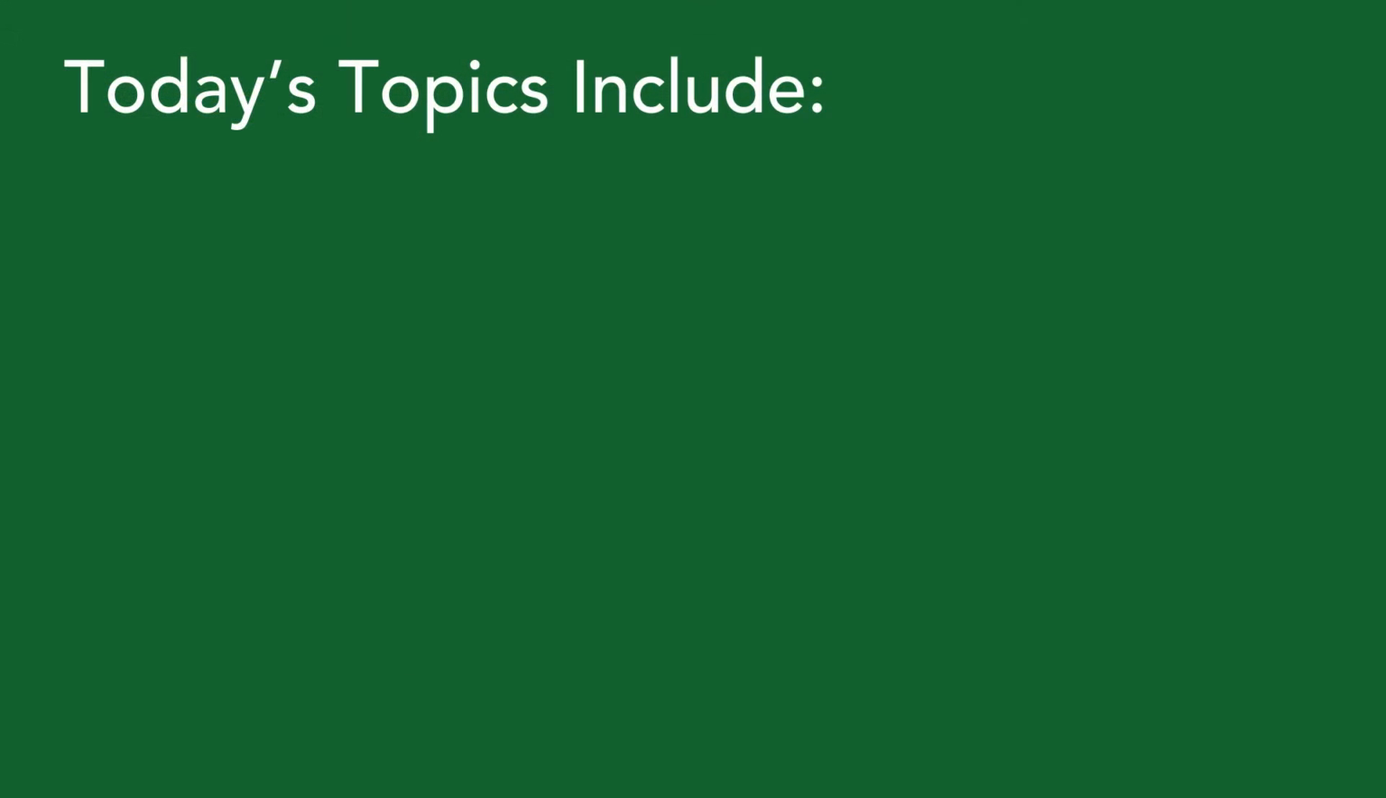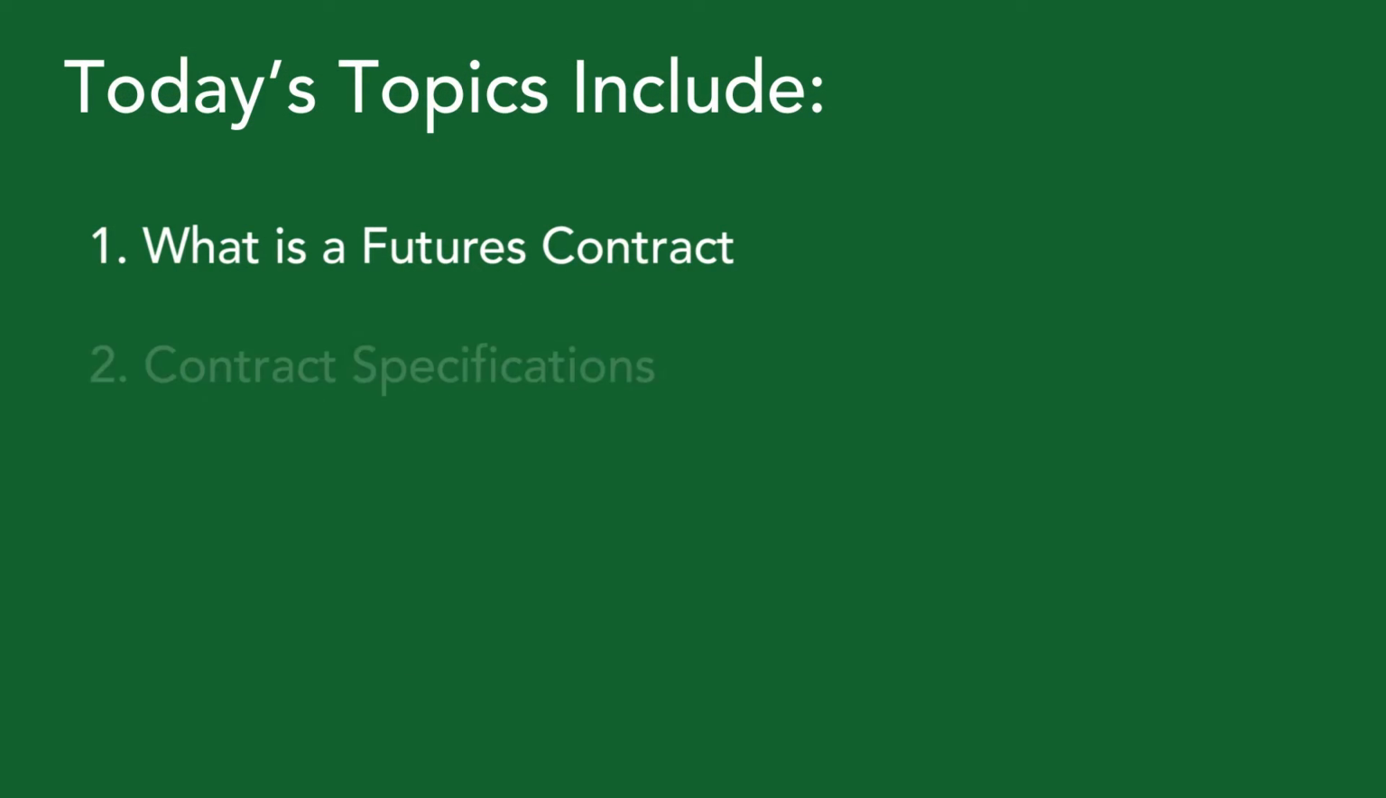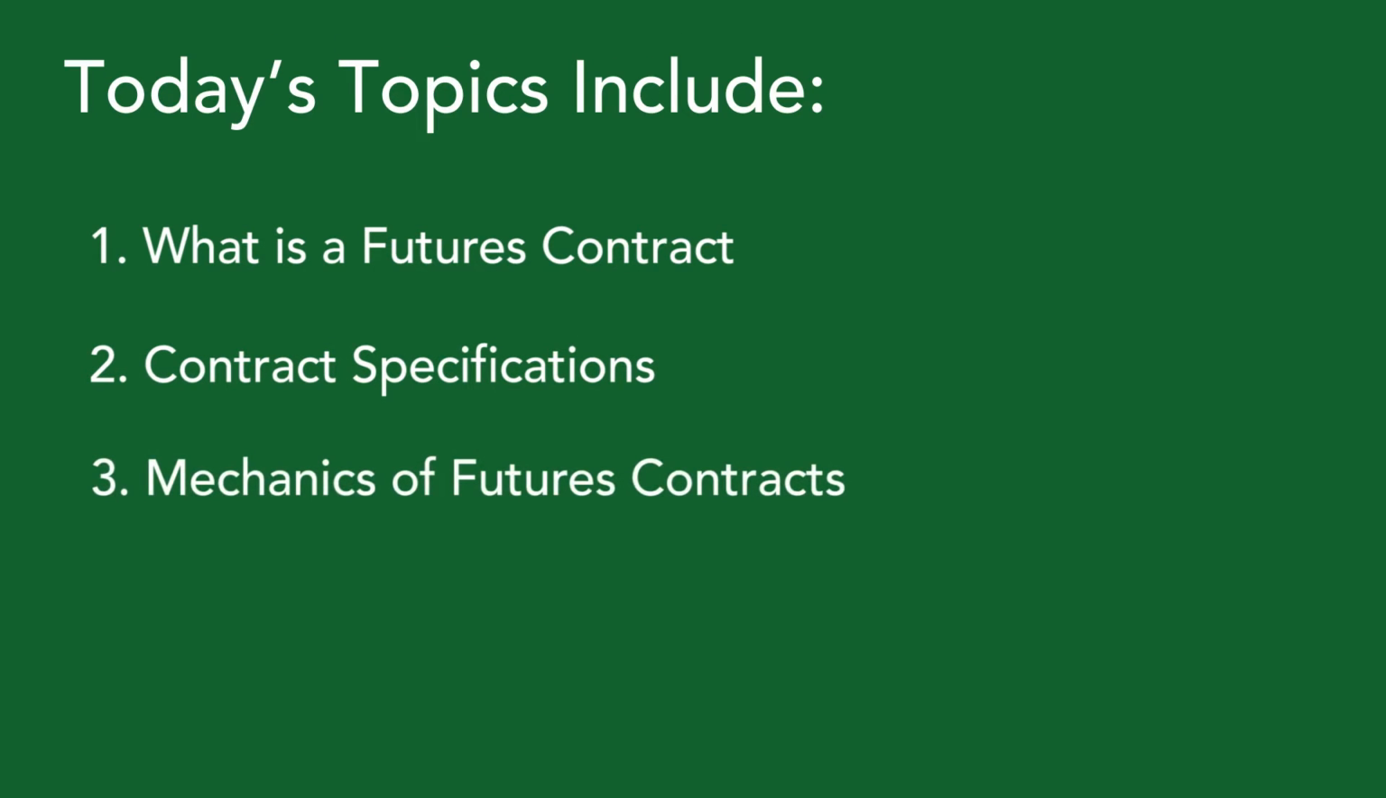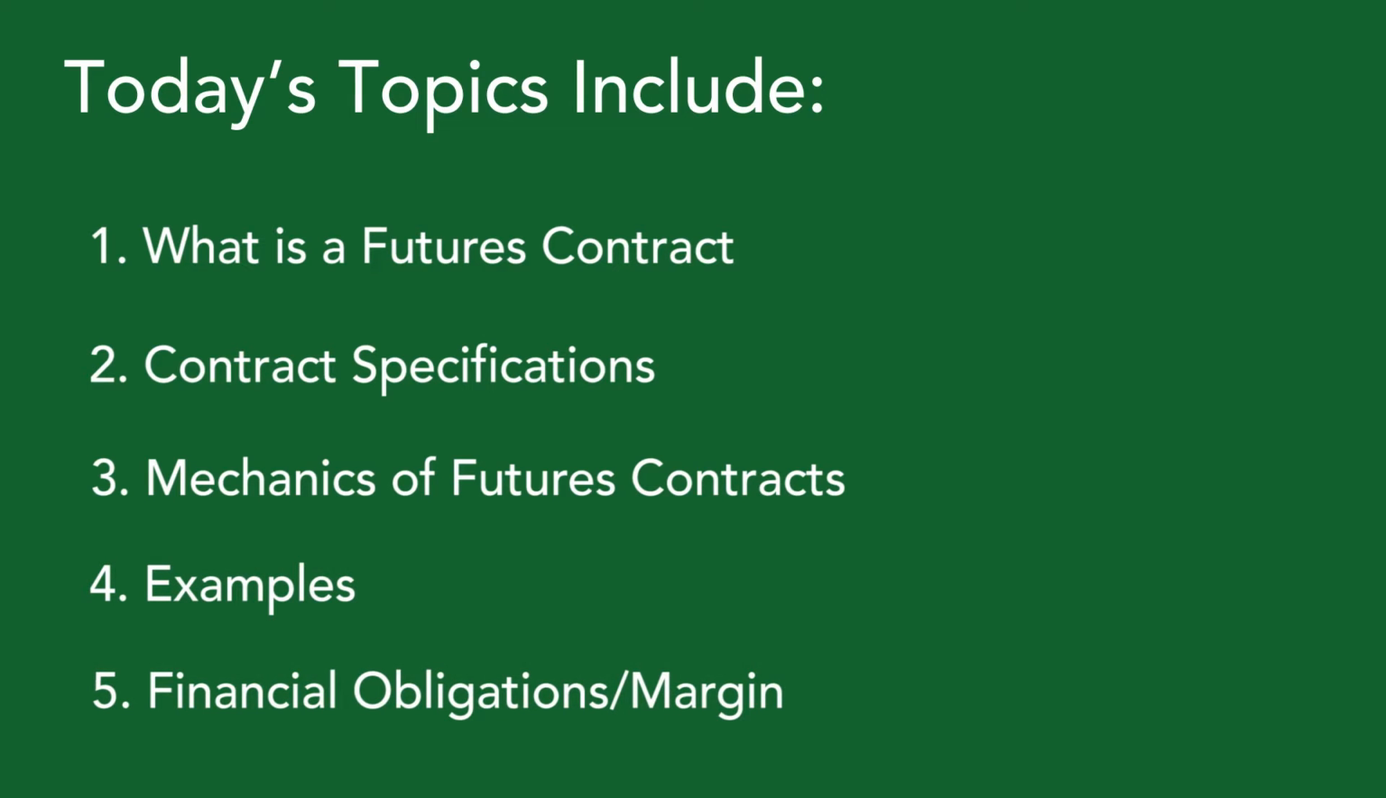So what are the topics today? What is a futures contract? We're going to define what a futures contract is. We're going to look at contract specifications. We're going to look at the mechanics of futures contracts, how they trade on the CME, Chicago Mercantile Exchange, and the Chicago Board of Trade. I'm going to give some simple examples, and then we're going to talk about the financial obligations, also known as margin money or margin calls.